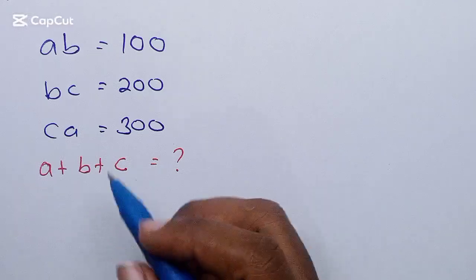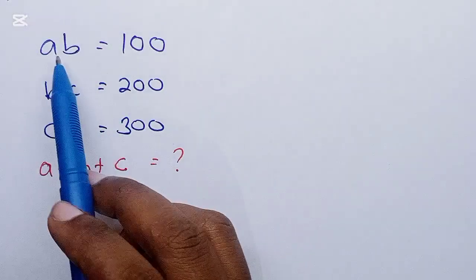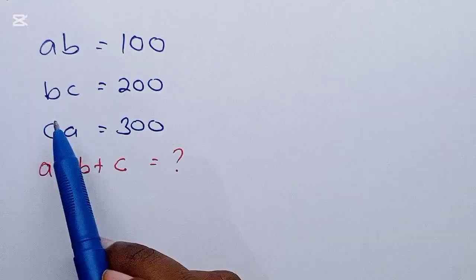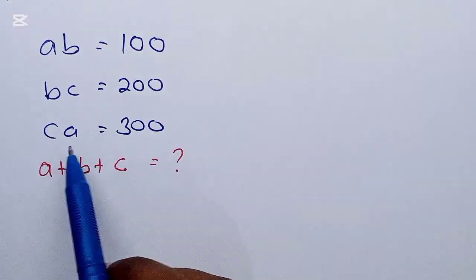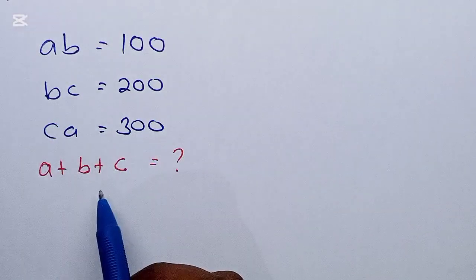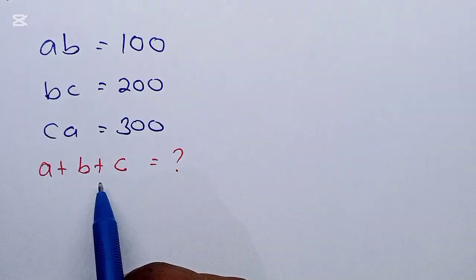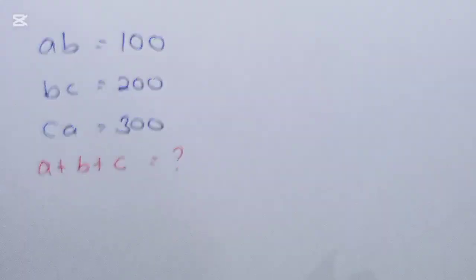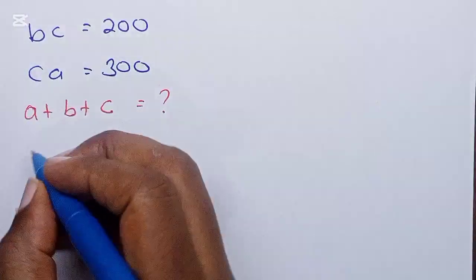We have this beautiful question. They told us if AB is 100, BC is 200, and CA is 300, what is the value of A plus B plus C? What's the sum of A and B and C? So let's solve it. So, solution.